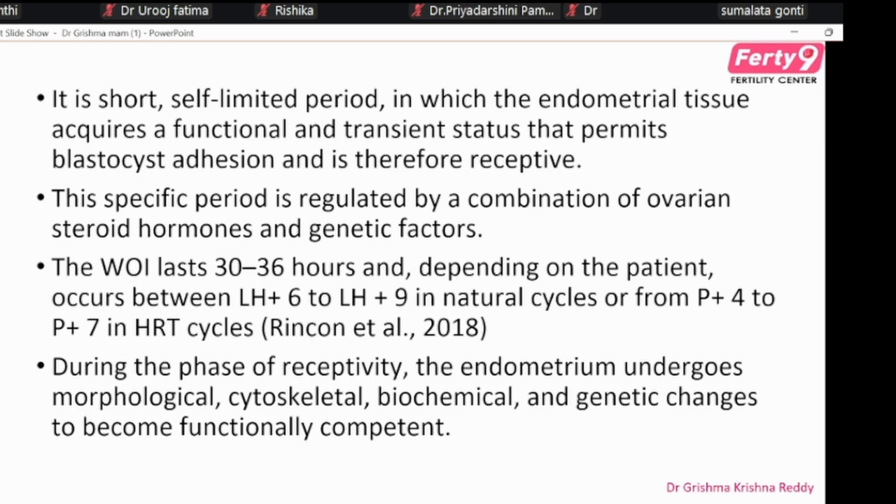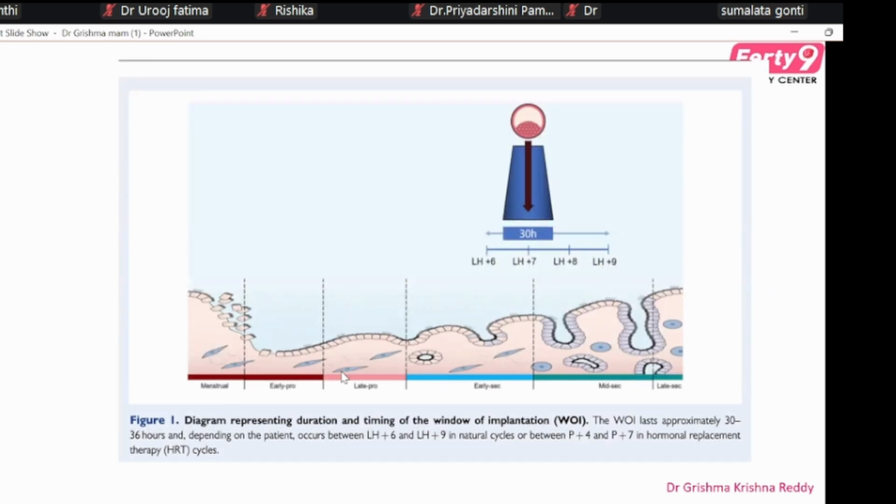It can occur, in a natural cycle, at LH plus 6 to LH plus 9, or if we are doing HRT cycles, from the day of starting progesterone, P plus 4 to P plus 7 in HRT cycles. So the endometrium undergoes all these changes, like morphological, cytoskeletal, biochemical, and genetic changes, to become functionally competent. This is the diagram showing the window of implantation from LH plus 6 to LH plus 9, 30 to 36 hours.